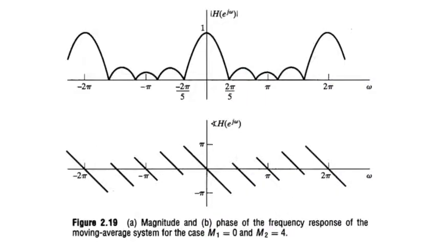So here we have drawn the frequency response. How can we draw this frequency response? By giving different values to omega. In the previous equation we have unknowns m1 and m2. So if I put m1 as 0, m2 as 4, and put different values of omega, for example omega 0, omega 2 pi by 5, then pi, I can draw this.